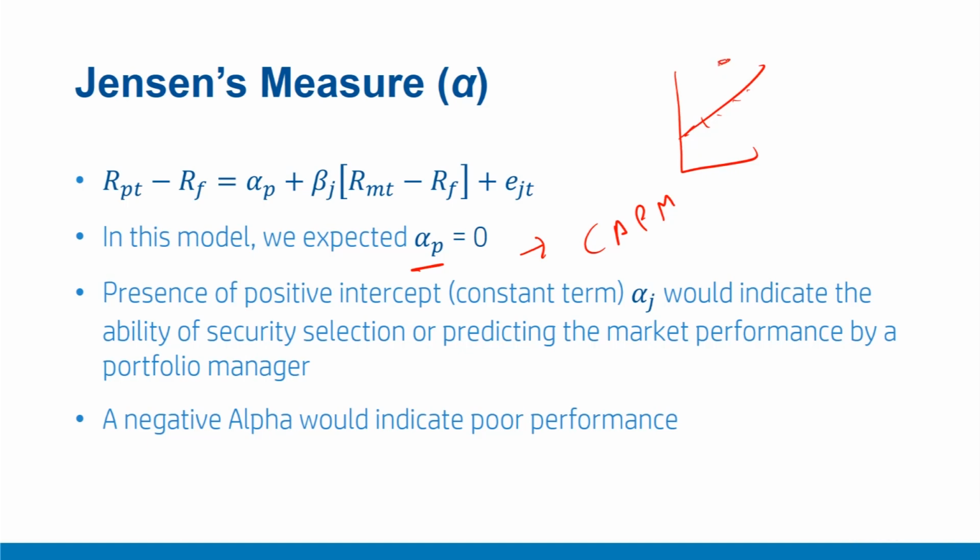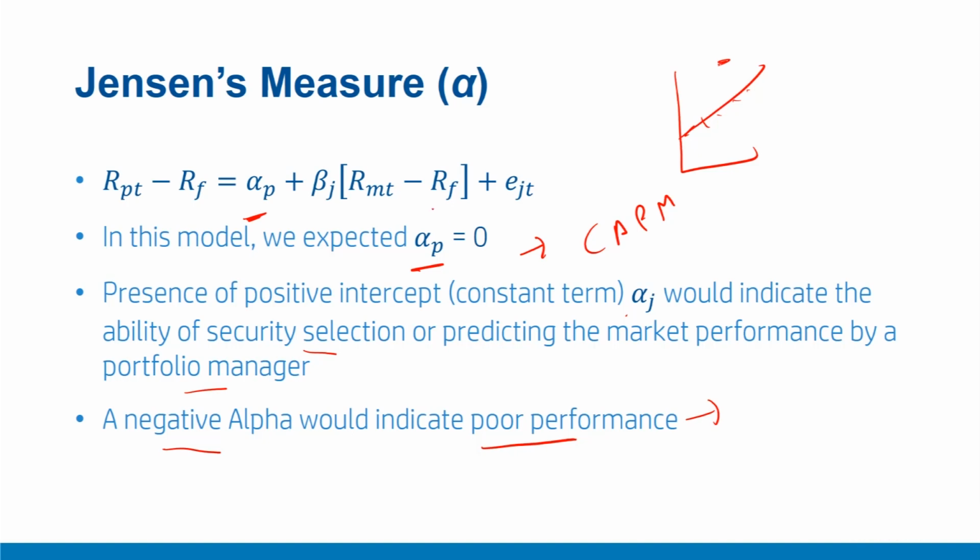If a security is above this SML line, that is, it is undervalued, then for that kind of security, we are expecting to find a positive and significant alpha. The presence of this positive intercept term, a constant alpha j or alpha p, would suggest a higher security selection ability, or ability to generate higher performance by a portfolio manager. A negative alpha would similarly indicate a poorer performance, especially if it is significant as well.